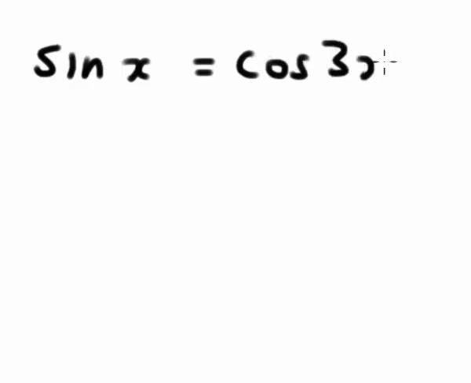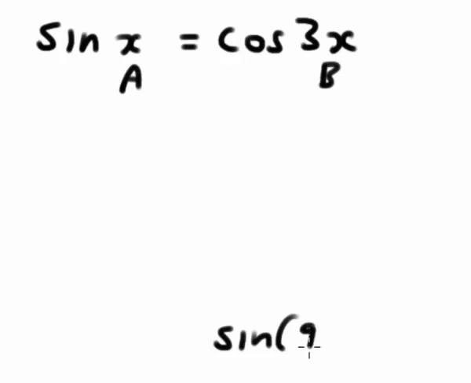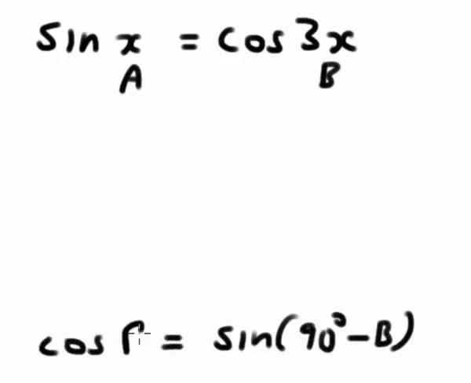Now, another one I want to show you where we use the co-functions. If you have sine x is equal to cos 3x, it's very awkward to work with 3x because you don't have a formula for cos 3x. So what I could do though is, if you think of this as A and that is B, well, what do you know about sine of 90 minus B? It is equal to cos of B. So what we can then do, if you look at this, is we can say, okay, fine.